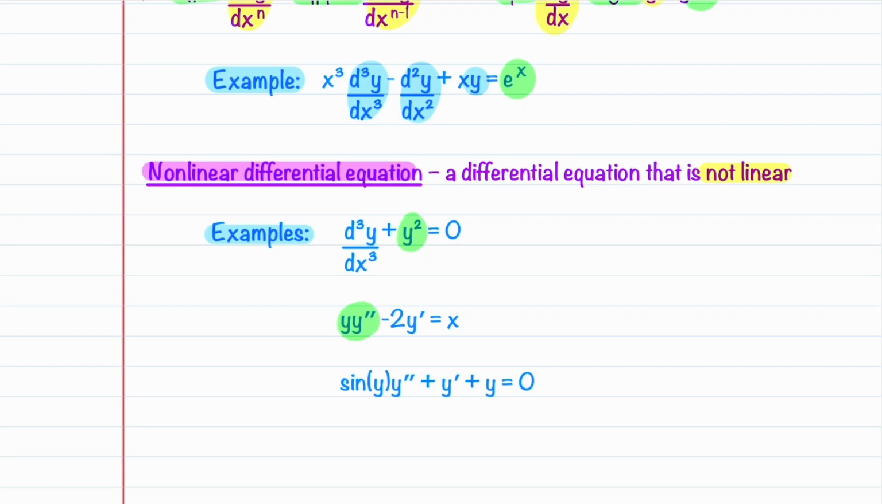This is the dependent variable times its second derivative, and that makes it nonlinear. In our third example, the coefficient multiplying y double prime is sine of y, and this is a nonlinear function, and inside that nonlinear function, there's a y, and that's what makes the equation a nonlinear differential equation.